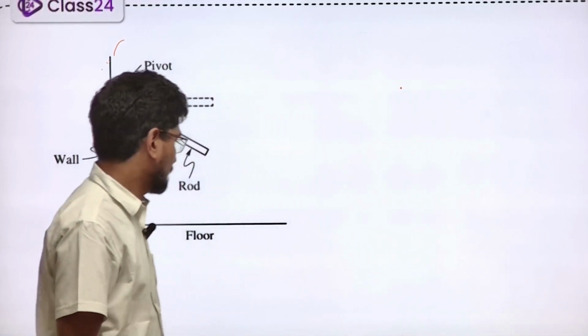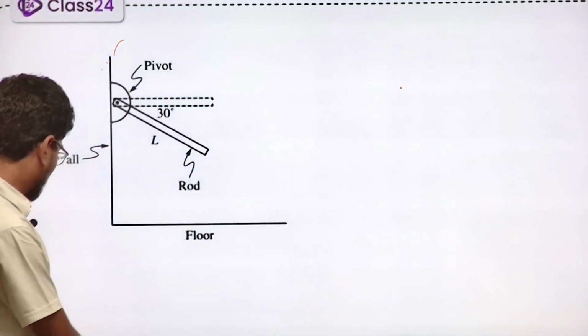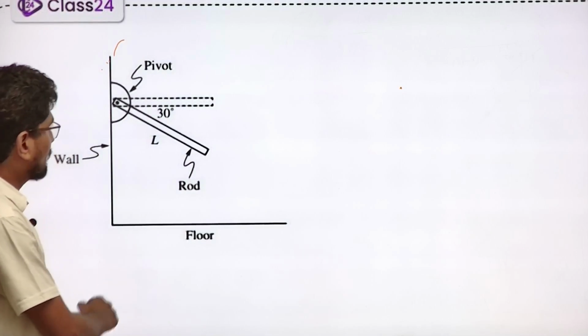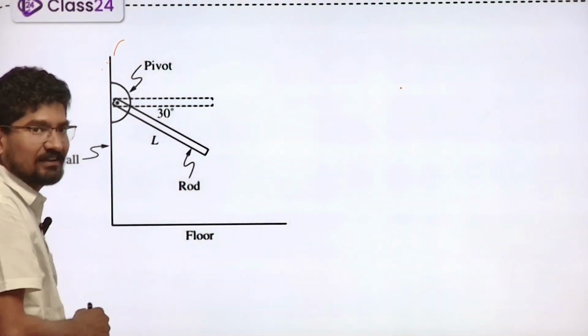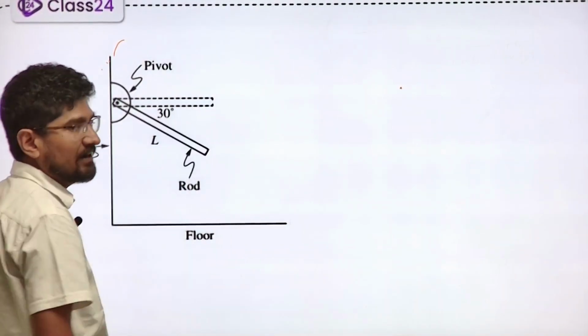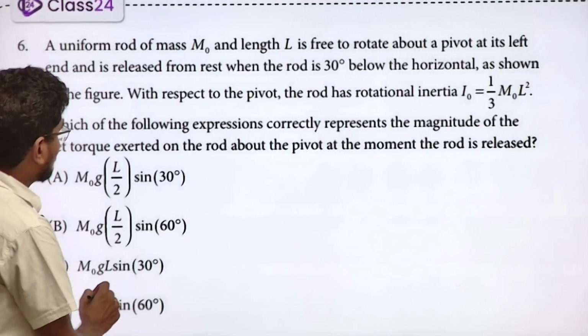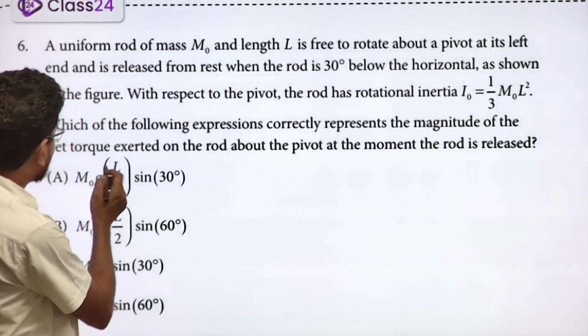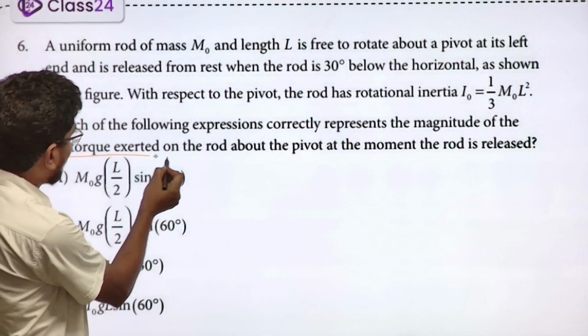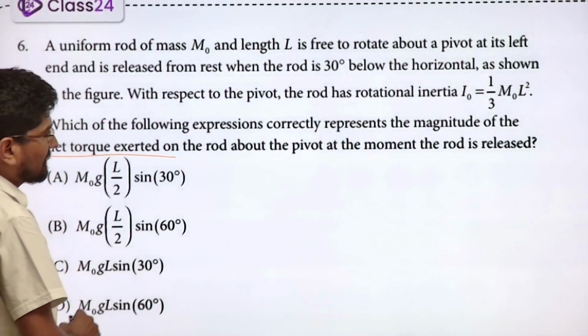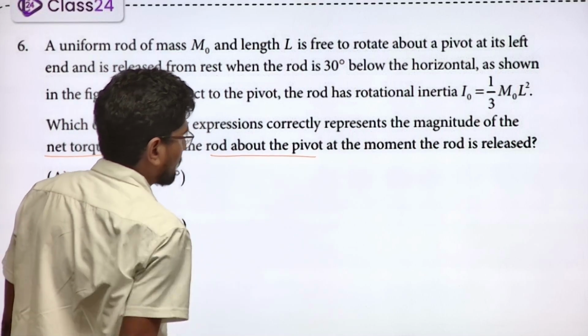Hello student, in this series of AP exam questions, a rod is initially released at an angle of 30 degrees from the horizon. It is a simple question of rotational mechanics. The question asks us to find the net torque exerted on the rod about the pivot.